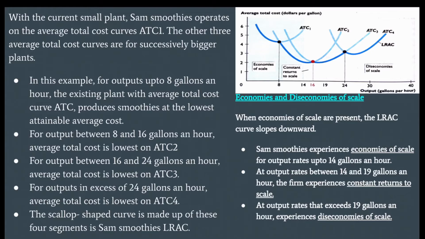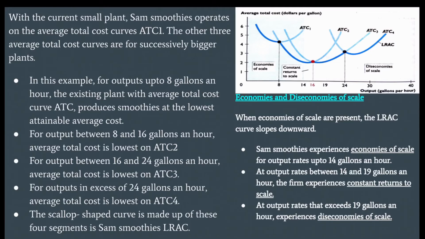For output between 8 and 16 gallons an hour, average total cost is lowest at ATC2. For output between 16 and 24 gallons an hour, the average total cost is lowest on ATC3. For outputs in excess of 24 gallons an hour, average total cost is lowest on ATC4. The scallop-shaped curve made up of these four segments is Sam's Smoothies' LRAC.